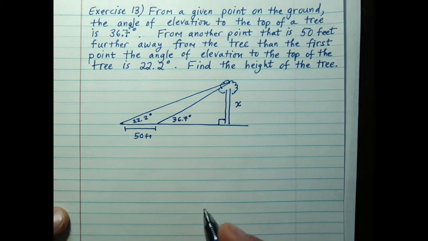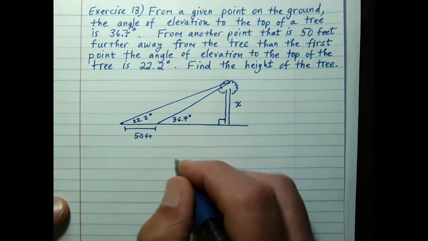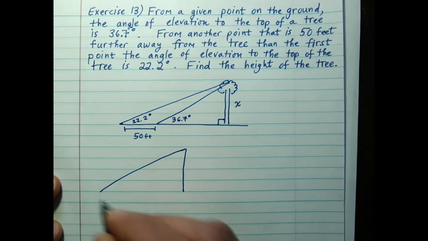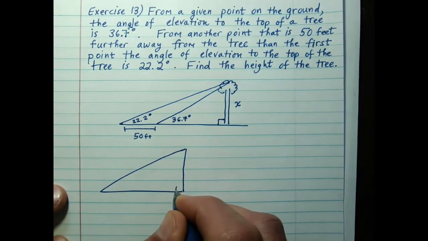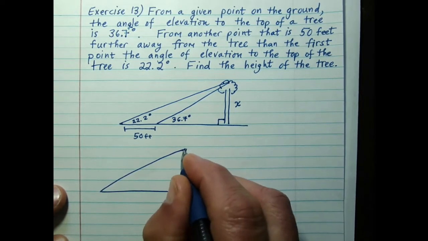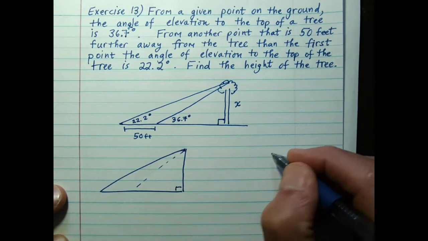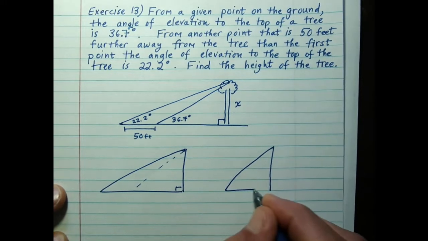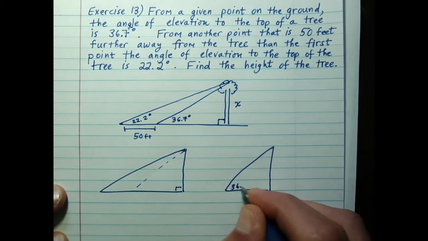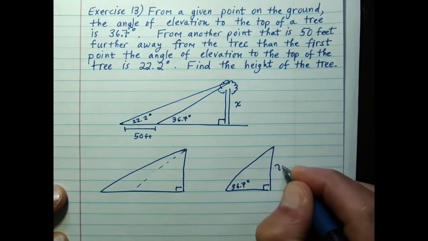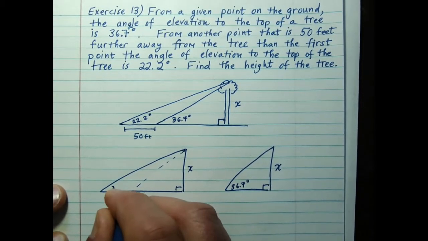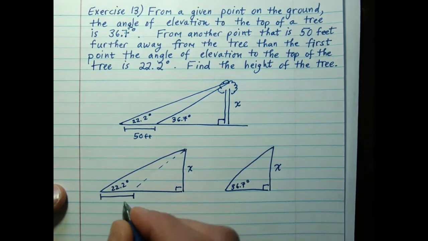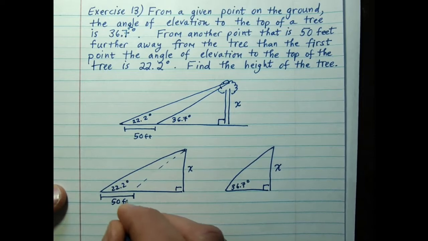So what I'm going to do is draw both of those triangles. I'm going to copy the larger one, where there's this line coming down there, and then the smaller one. So this angle is the 36.7 degrees, right angle here, x. This is x, this is 22.2 degrees, and then we have this piece of the base being 50 feet, right?